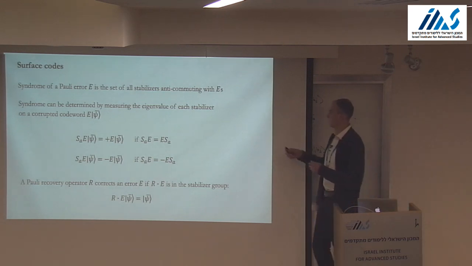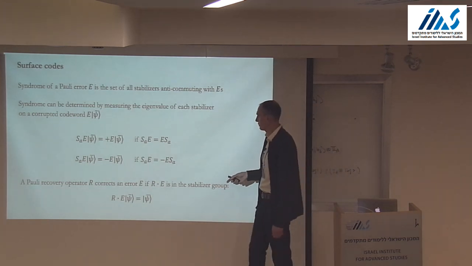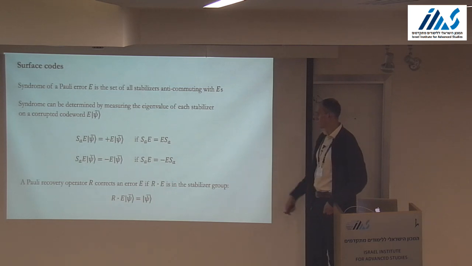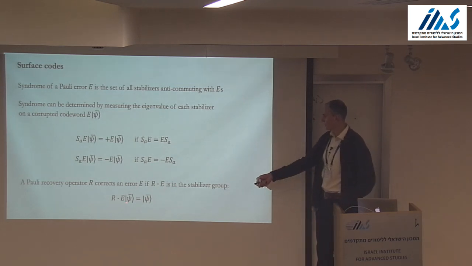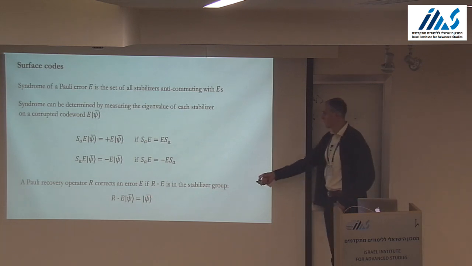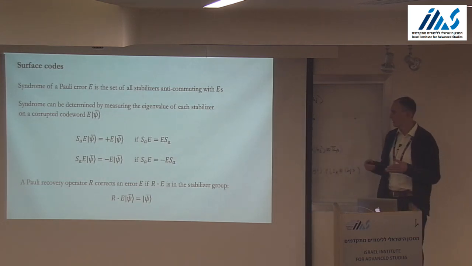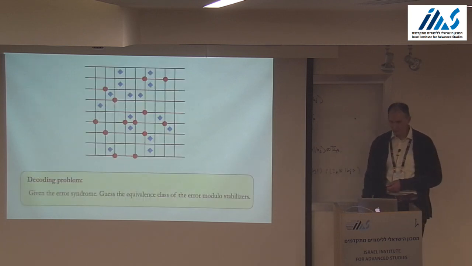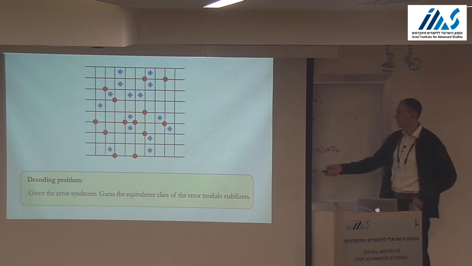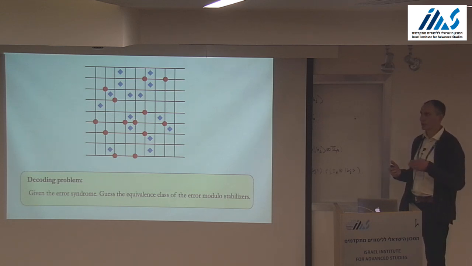Yes, by measuring eigenvalues of stabilizers, we can learn the syndrome of the error. And based on the syndrome, we would like to choose some recovery operator, which is, again, a Pauli type operator that corrects the error. So we apply the error followed by recovery, and we want to get our initial code word. This happens if and only if the product of the error and the recovery belongs to the stabilizer group, maybe up to a sign. And this leads to a decoding problem. We have some unknown error, but we know the error syndrome, and our job is to guess this unknown error modulo stabilizers.